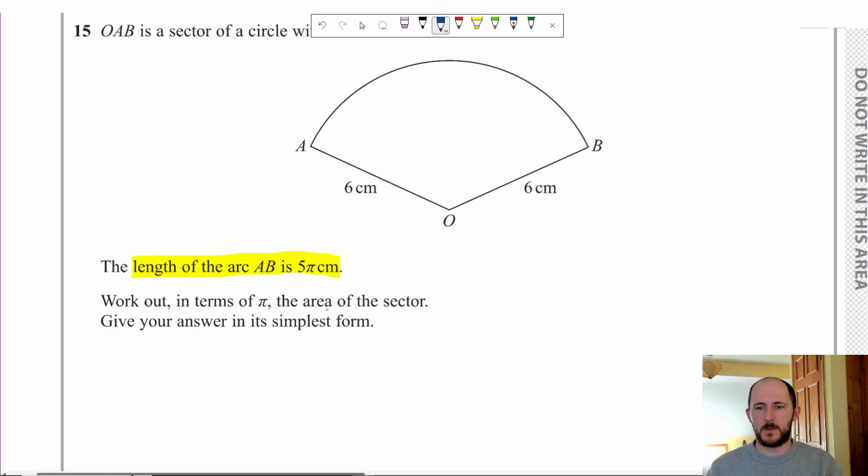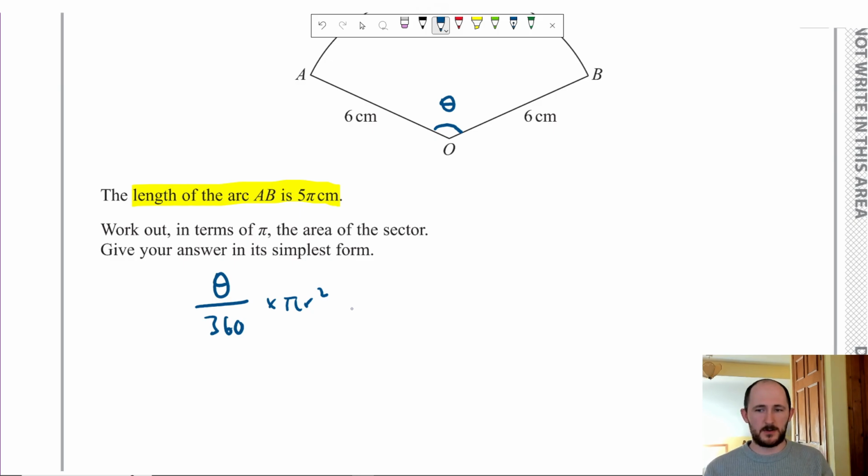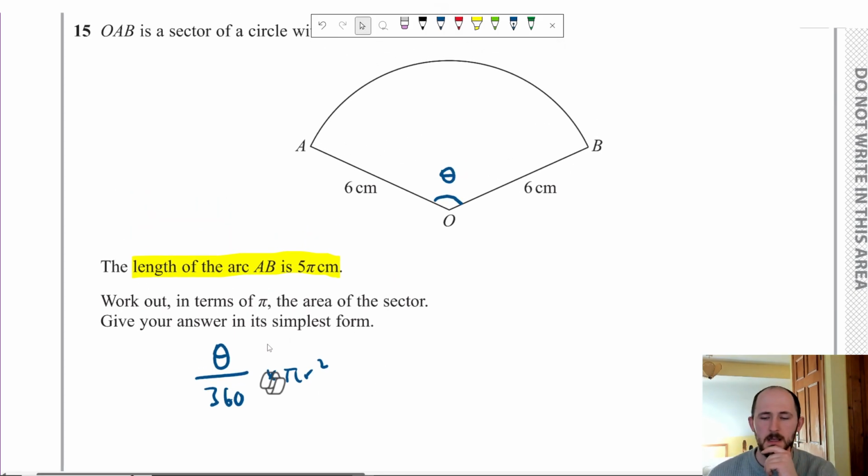And why is that? Well, to work out the area of the sector, you have to do theta, the angle here, over 360 times the area of a circle, right? Because a sector is just a fraction of a circle. So what's the problem? Well, I don't know what the angle is. I only know what the radius is. And while that's useful, I need the angle. That's why they give me the length of the arc.